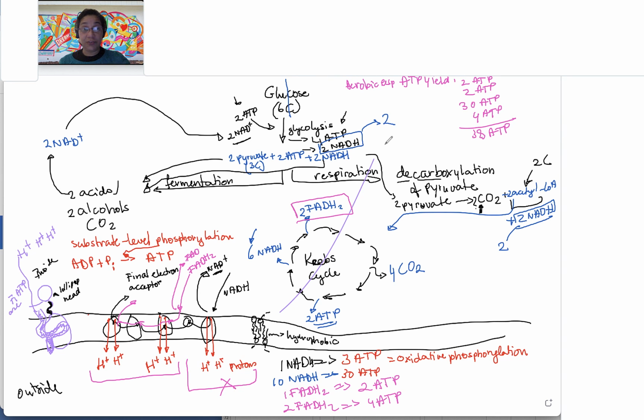That means you start with a molecule of glucose, go through glycolysis, go to the decarboxylation of pyruvate, go to the Krebs cycle, all the NADHs go to the electron transport chain, all the FADHs you make go to the electron transport chain, you run your ATPase enzyme and you make a whole bunch of ATP.